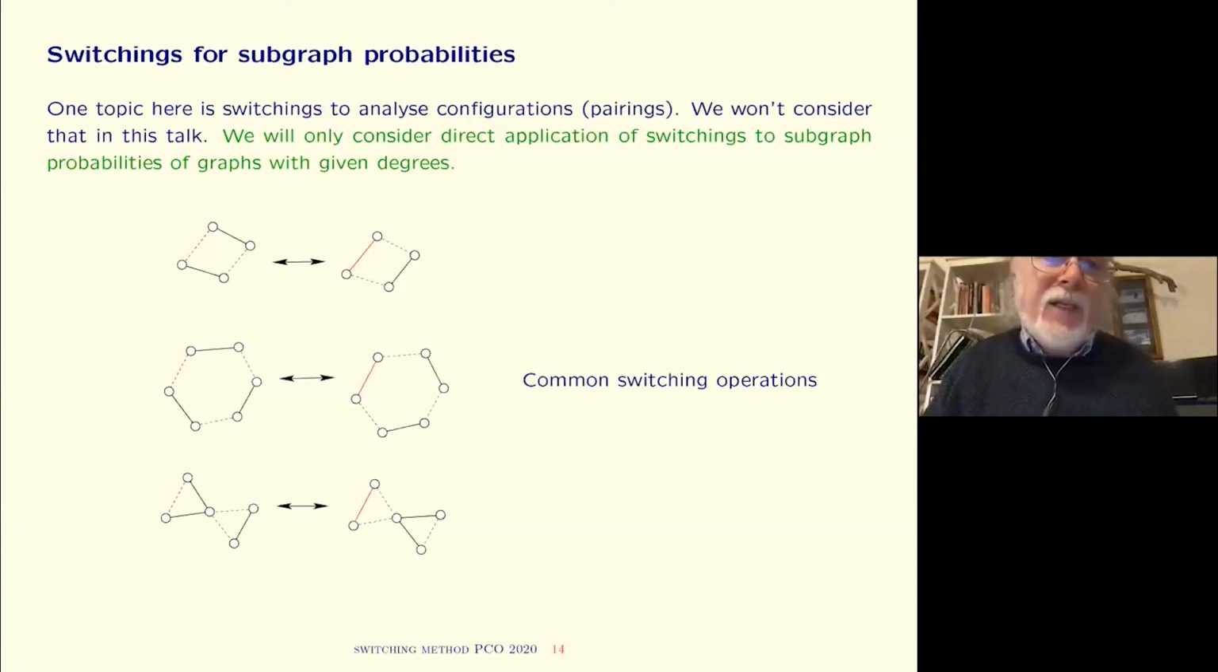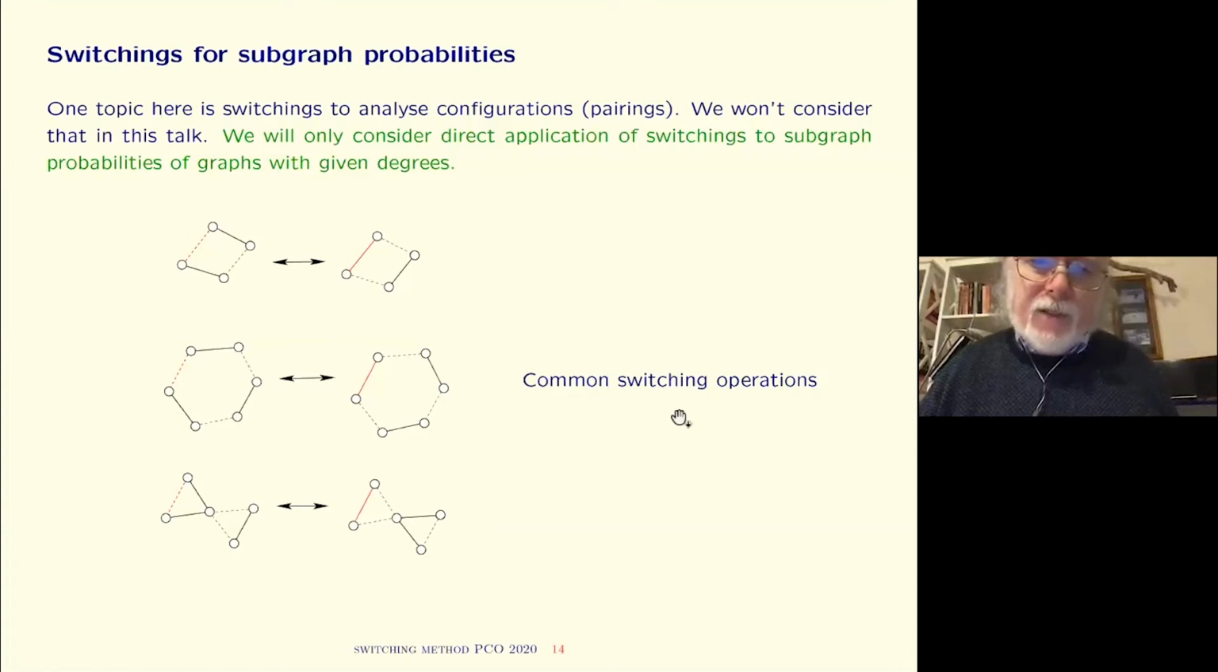And next thing I'll mention is the use of switchings to estimate subgraph probabilities. There's 2 different ways of doing this. One of them is to use switchings to analyze configurations or pairings, and I'm not going to talk about that at all. What I'm going to consider is directly applying switchings to subgraph probabilities of graphs with given degrees.